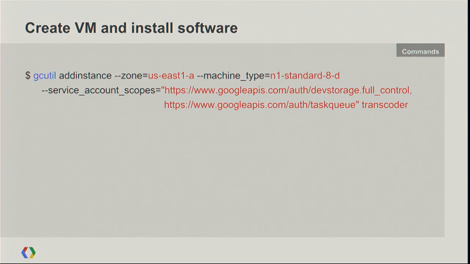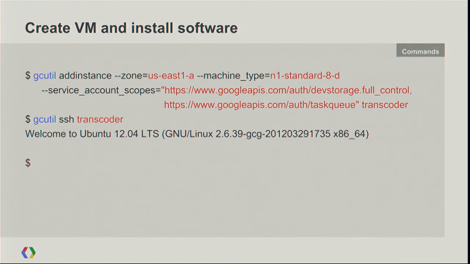I give it the zone where I want it to create. I give it the machine type. In this case, I'm picking 8 cores. And here I'm giving it some service account scopes. And what that means is that we're automatically going to provision a service account on that machine that will have permission to acquire tokens to access task queue information and have full control over my cloud storage area.